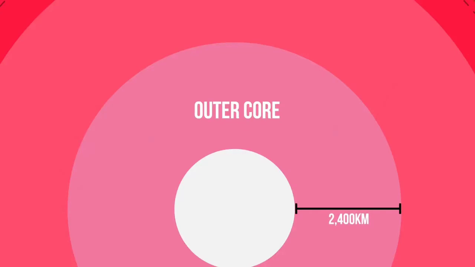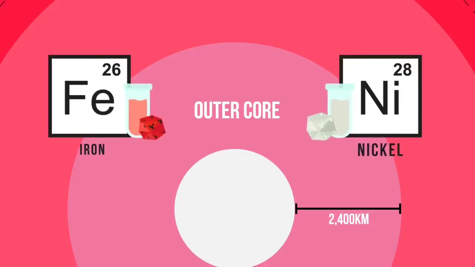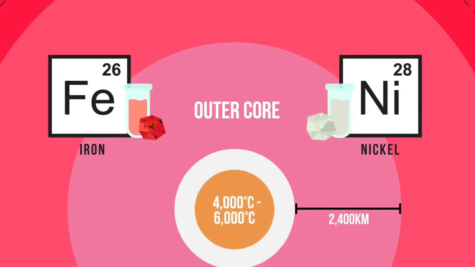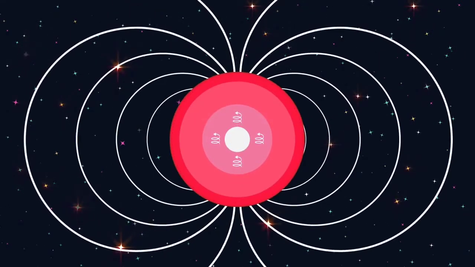The outer core is the layer surrounding the inner core. It is approximately 2,400 kilometers thick, mostly made up of liquid iron and nickel at a temperature between 4,000 to 6,000 degrees Celsius. The flow of the liquid here is what creates Earth's magnetic field.